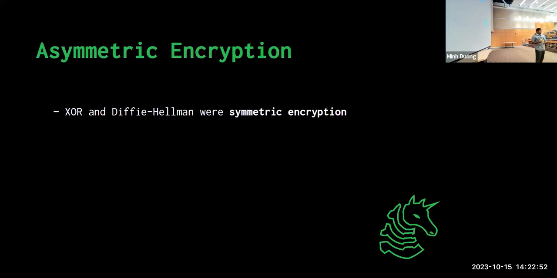So that's kind of it for Diffie-Hellman. We're going to move on to RSA now.